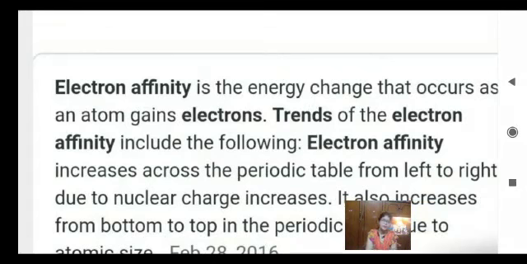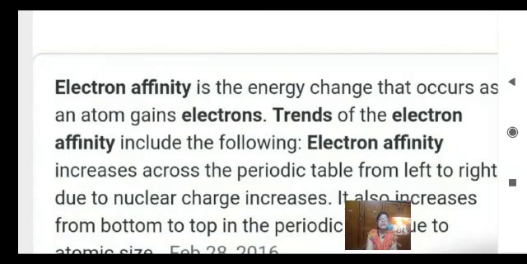Today again we have met to discuss certain issues on periodic properties of the elements, of the atoms. Last day we discussed ionization energy, and today we are supposed to discuss electron affinity. Now, what is electron affinity? To understand that, first we have to remind ourselves once more of ionization energy.